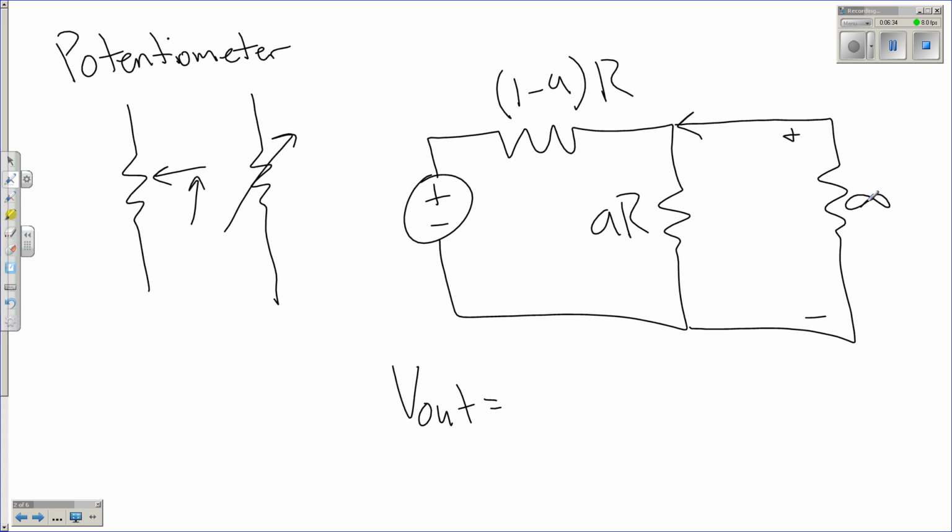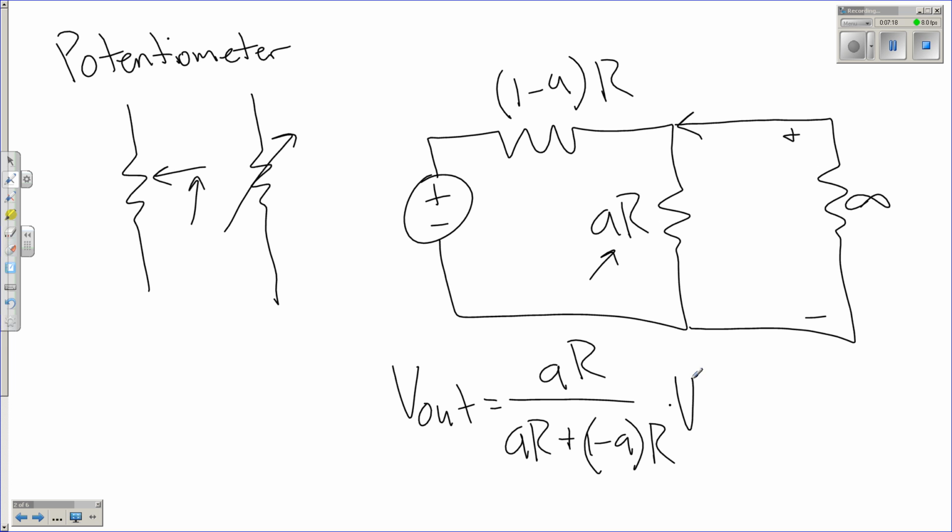All right, so R1 is A times R over the total resistance: A times R plus (1 minus A) times R. Now you're asking, what the heck is A? Well, A is a value from 0 to 1 that tells us what percentage the wiper is set to. So if A is 1, that means the first resistor is going to be 0, and the second resistor will just be R.